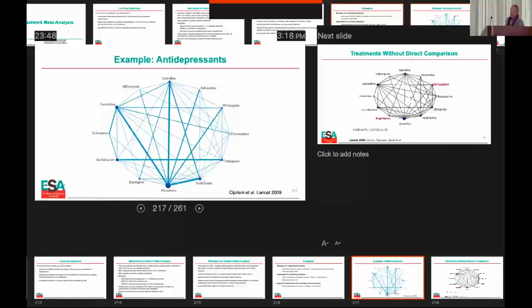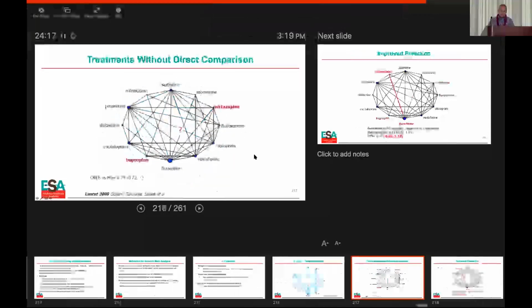However, if you look at duloxetine, which is over here, and mirtazapine, which is over here, you'll notice that there's no line connecting those. That means that there's never been a study, or there wasn't up until this time, that actually compared those two drugs in the same study. So if we were interested in the relative effect of those two treatments, how might we get an estimate, since there's never been a study done? Or here's another example. Mirtazapine has never been compared to bupropion.